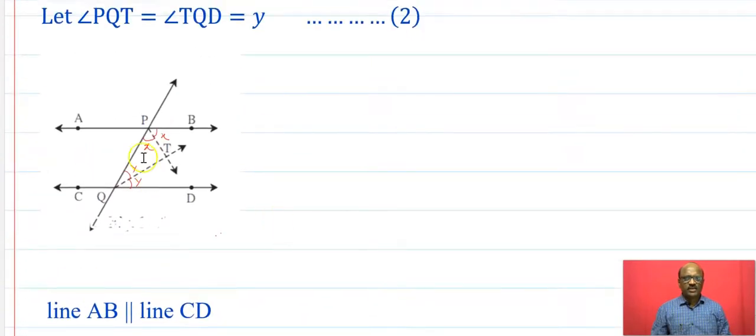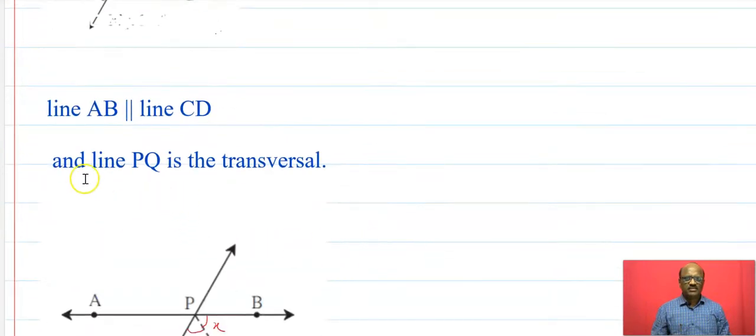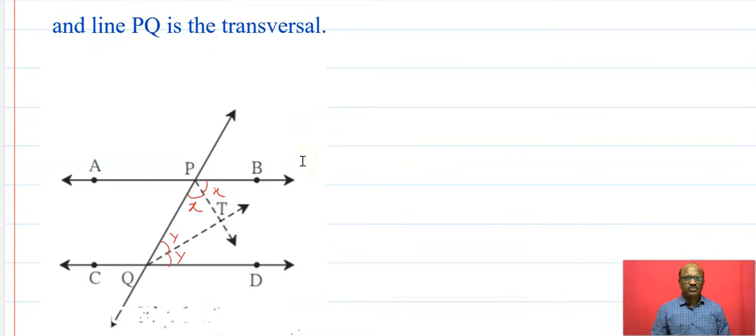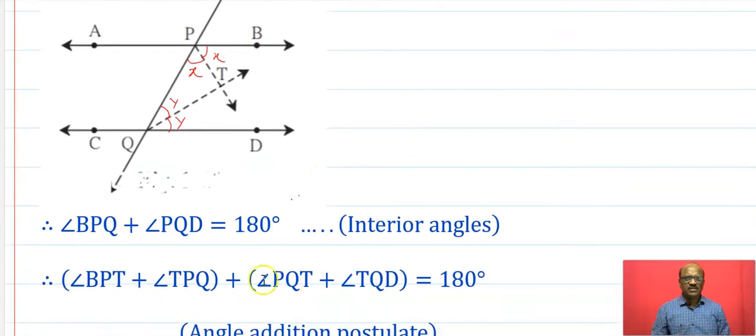Okay. Now these two lines are parallel. AB is parallel to CD and PQ is their transversal. Therefore, the linear angles, that is the interior angles, that is the measure of angle BPQ plus the measure of angle PQT is equal to 180. These are the interior angles. That is, BPQ plus PQD is equal to 180.